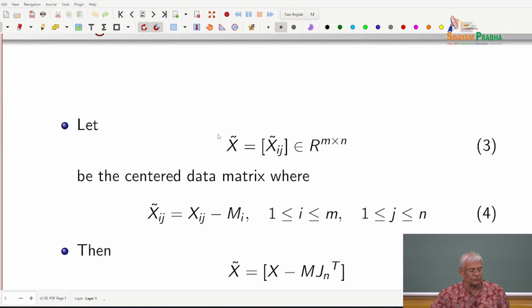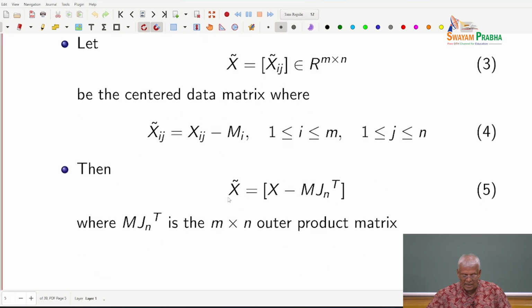Now what is centering? The centered data is called x tilde. So x is the original data, mi is the row average vector, x tilde is xij tilde. So the centered data xij tilde is equal to xij minus mi. Please understand, every element in the same row is going to be subtracted by the same average. So mi is the same average for elements across the ith row. So xij tilde is equal to xij minus mi, where i runs from 1 to m, j runs from 1 to n.